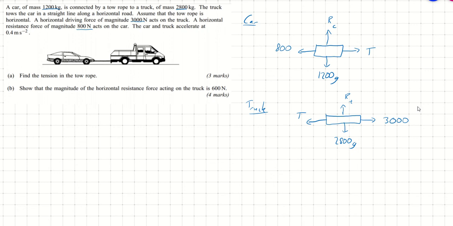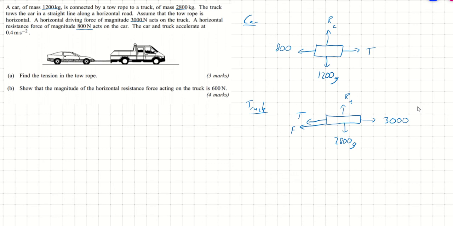One thing we haven't considered is whether there's a resistive force on the truck. The question doesn't mention it, but actually, if you look ahead to part B, you'll see the question asks for the horizontal resistance force on the truck. So we are also going to have a resistance force opposing the truck's motion, going horizontally to the left, so we can just label that as F, currently an unknown force.